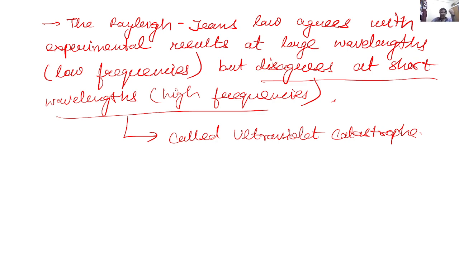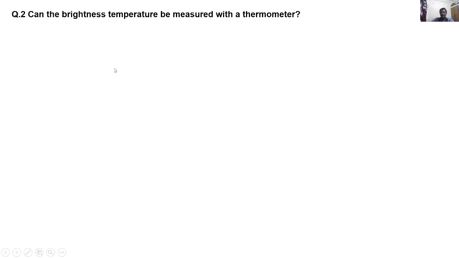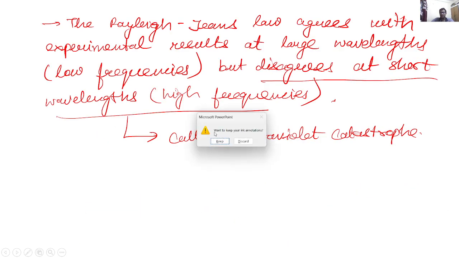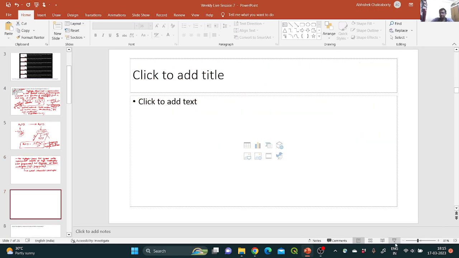And as with every law which I have discussed so far, the fundamental laws of Wien and the Stefan-Boltzmann law, this law would also emanate from Planck's formula itself, Planck's function itself. So let's try it out now. Okay, now let's try to compare it with Planck's law.